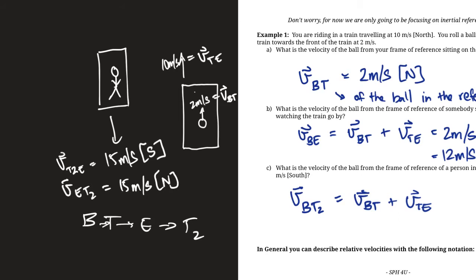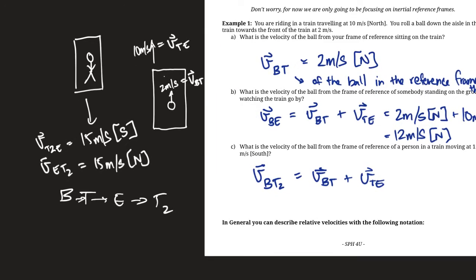Because if you were still on the train, from your perspective, it could look like the Earth is moving north past you, right? So to finish this equation here, our speed of Earth with reference to train 2 is that 15 meters per second north. Then we can add all these things up.